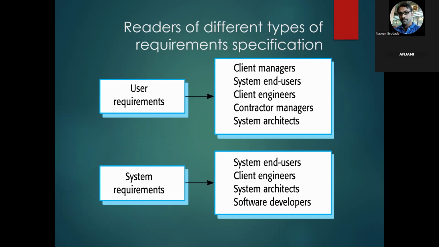So this is about the different types of people when you say user requirements. All these requirements come under this category. When you talk about system requirements, you have the system end users' requirements, client engineers' requirements, system architecture requirements, and then the software developer requirements. The only difference between user requirements and system requirements is the software developers. The system end users, client engineers, and system architects are also in the user requirements. The only additional one in the system requirements is the development team who are going to work on the requirements, so those come under the system requirements.